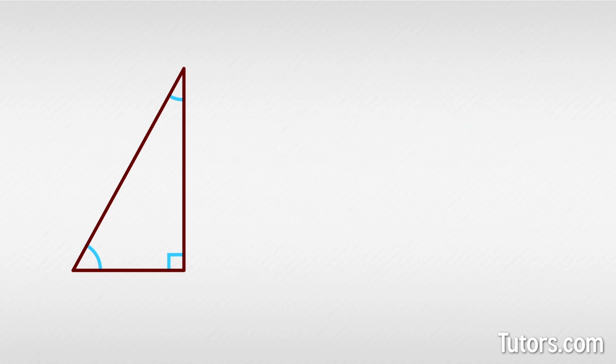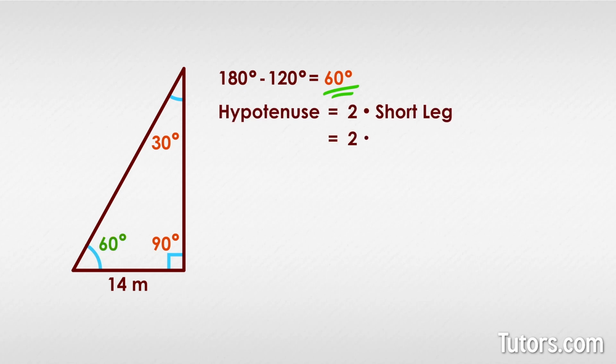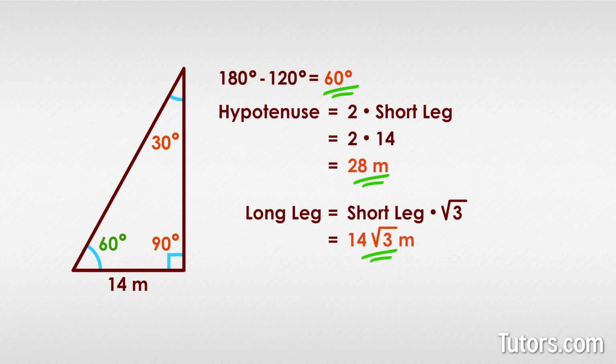Let's look at an example of a right triangle that has a short side with a length of 14 meters, with the opposite angle measuring 30 degrees. What are the other two lengths? We know immediately that the triangle is a 30, 60, 90, since the two identified angles sum to 120 degrees. 180 degrees minus 120 degrees equals 60 degrees. The missing angle measures 60 degrees. It follows that the hypotenuse is 28 meters and the long leg is 14 meters times the square root of 3.